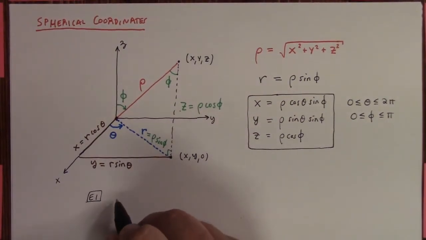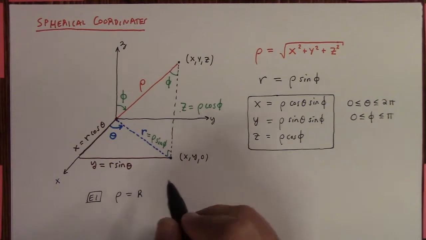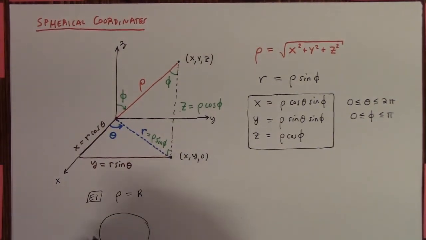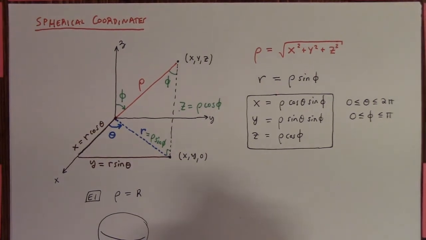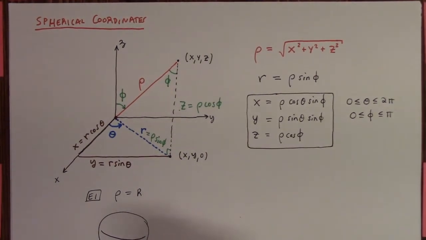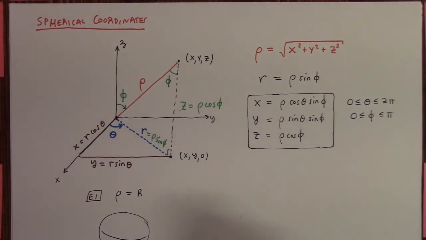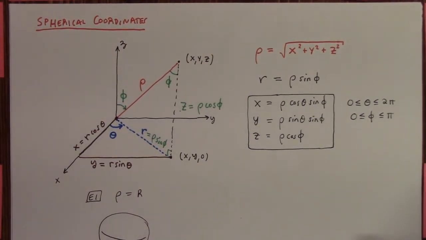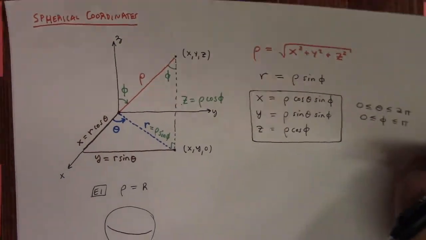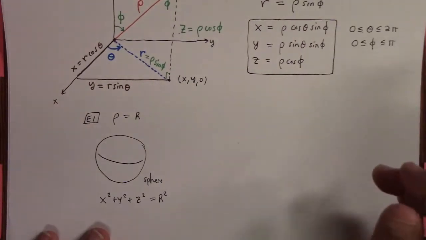Example 1, of course, obligatory: rho equals r. This is a sphere. The Cartesian equation would be x squared plus y squared plus z squared equals r squared. I think I'm out of frame here. Sorry about that.